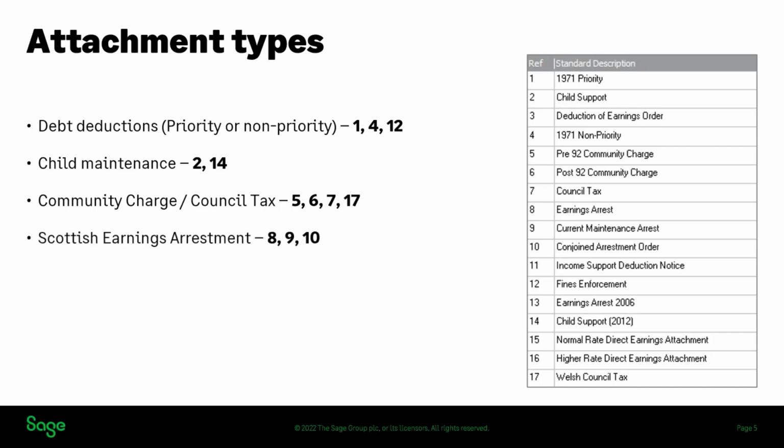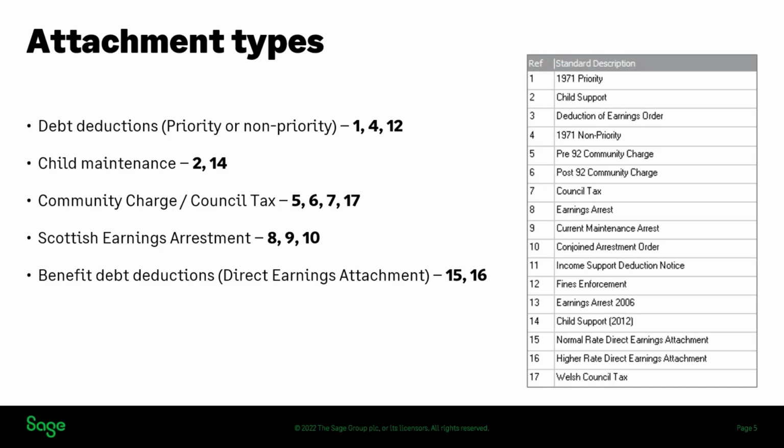Scottish earnings arrestment, so the system's slightly different in Scotland. An earnings arrestment is the name for an attachment order in Scotland, and we've got 3 different ones you could use there: earnings arrest, current maintenance arrest, or conjoined arrestment order. And finally, the most recent attachment type is to recover benefit debt deductions. They're known as direct earnings attachments, and they can be deducted either at a normal rate or higher rate, depending on the reason for that benefit debt being recovered. And that's where you would use references 15 and 16. So I'm going to show you where to find all of these as we go through the demo.